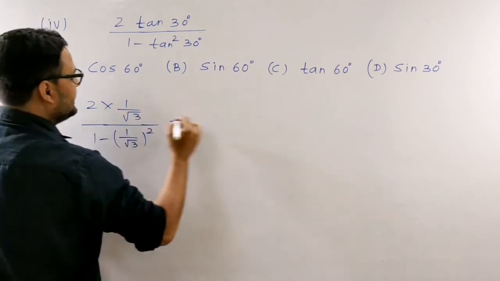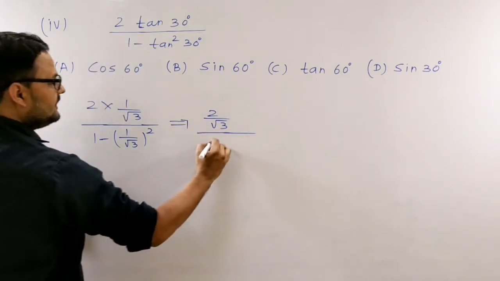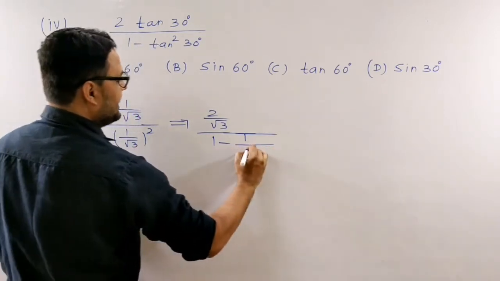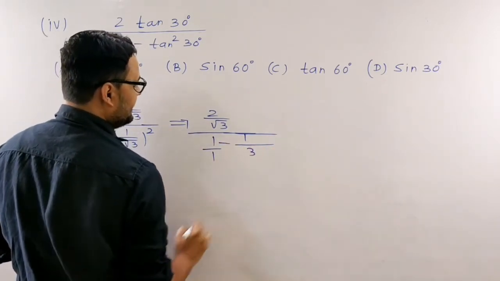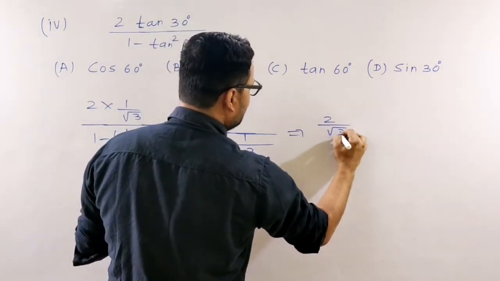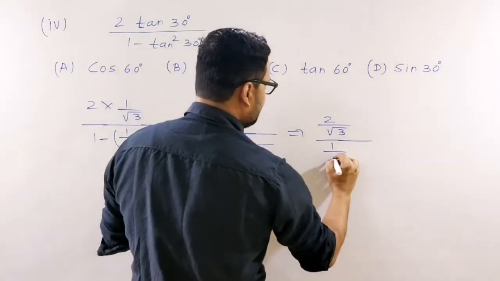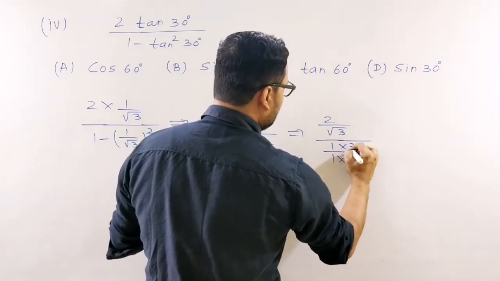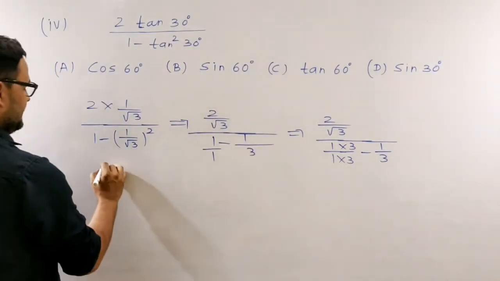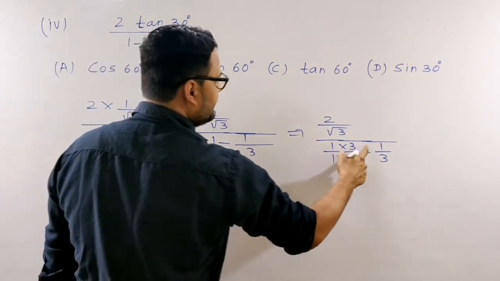Now 2 into 1 by root 3, I got 2 by root 3. Then divide: 1 minus 1 square is 1, and root 3 square will be 3. Again 1 means 1 by 1. Now for 1 and 3, the LCM is 3, so we can simplify 2 by root 3 and divide. I have to convert this also as 3, so into 3 into 3, and then minus 1 by 3. So what do we get now? 2 by root 3, and then 3 minus 1.